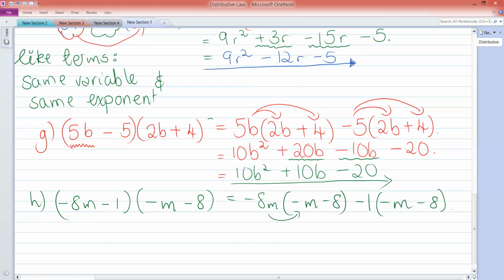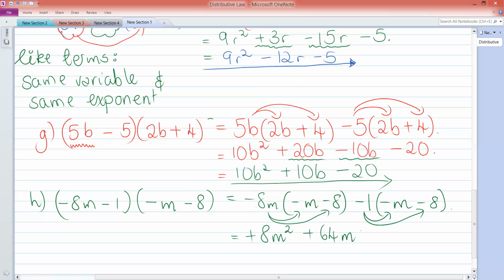Distribute it to each term. Now remember, be careful of your signs. So negative 8m multiplied by negative m. What do we get when we do that? Negative and negative? Well done. And this is 8 and m to the power of 2. Awesome. Then negative and negative again, this is going to be positive. 8 times 8 is 64m.